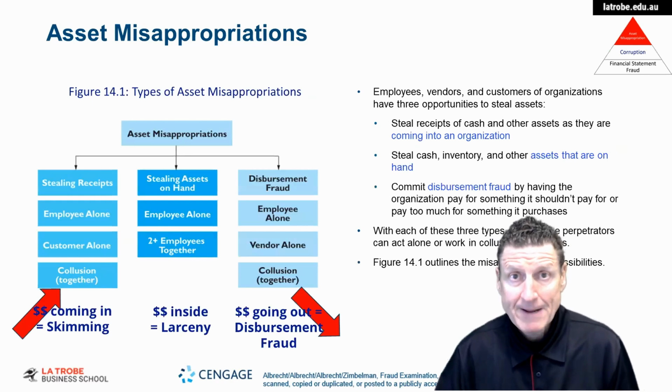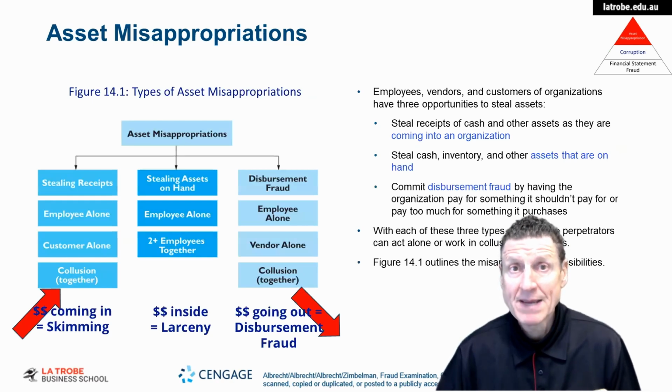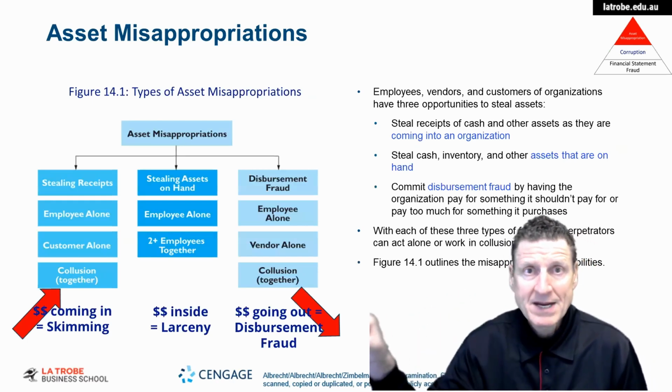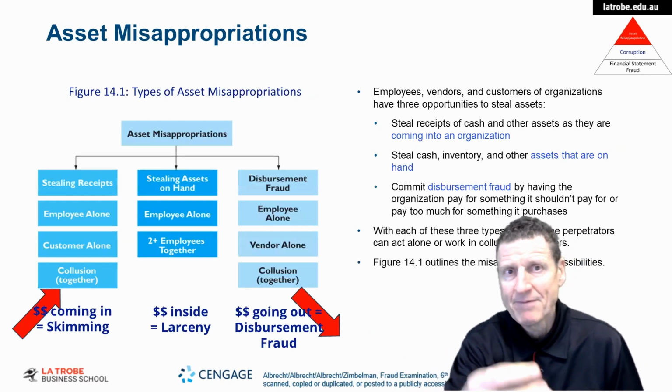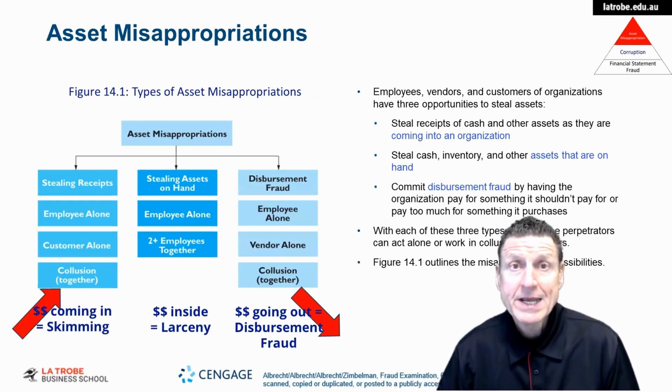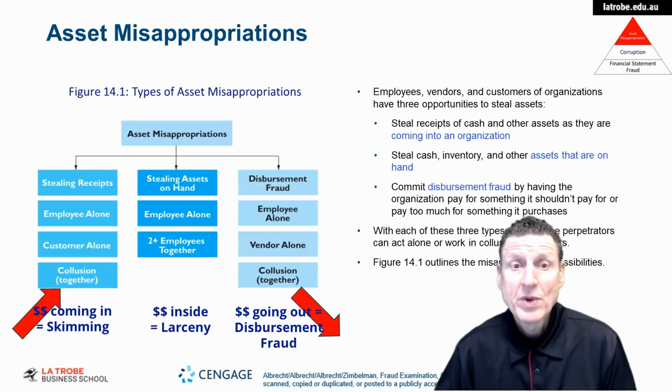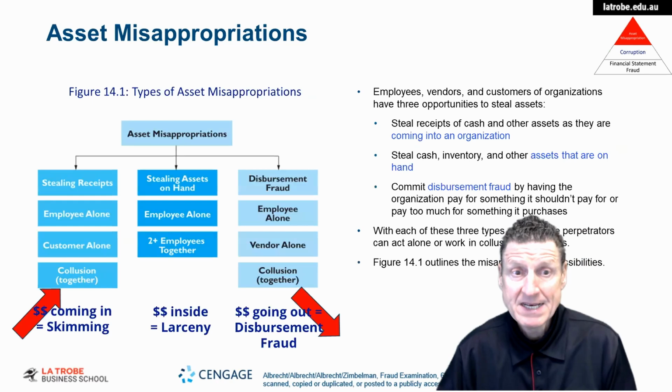And very, very simply, any fraud associated with taking money before it reaches the organization, we call skimming, like skimming the top of the water for any bugs or anything like that. You're skimming that money before it comes into the organization. Any misappropriation of money or assets after they come into the organization, we call larceny. So that's inside. Finally, any misappropriations of funds going out, we call disbursement fraud.